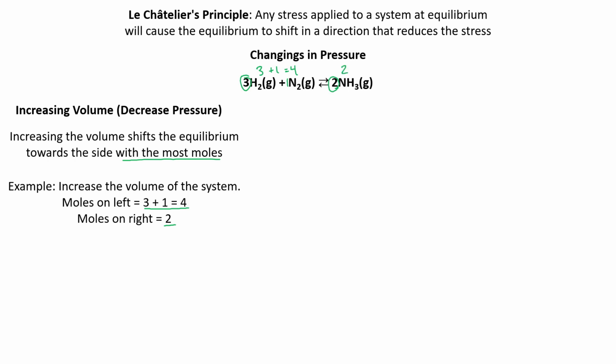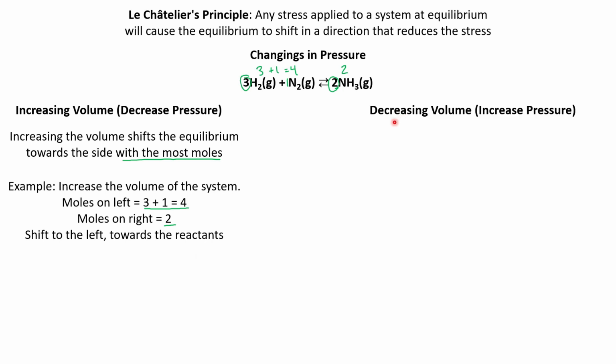I like to think of this as when you're increasing volume, the reaction wants to make itself as big as possible. So it's going to shift to the side with the most moles, which in this case is going to be a shift to the left towards the reactants. Now let's go opposite. Instead of increasing volume, let's decrease volume. Now that is going to increase the pressure.